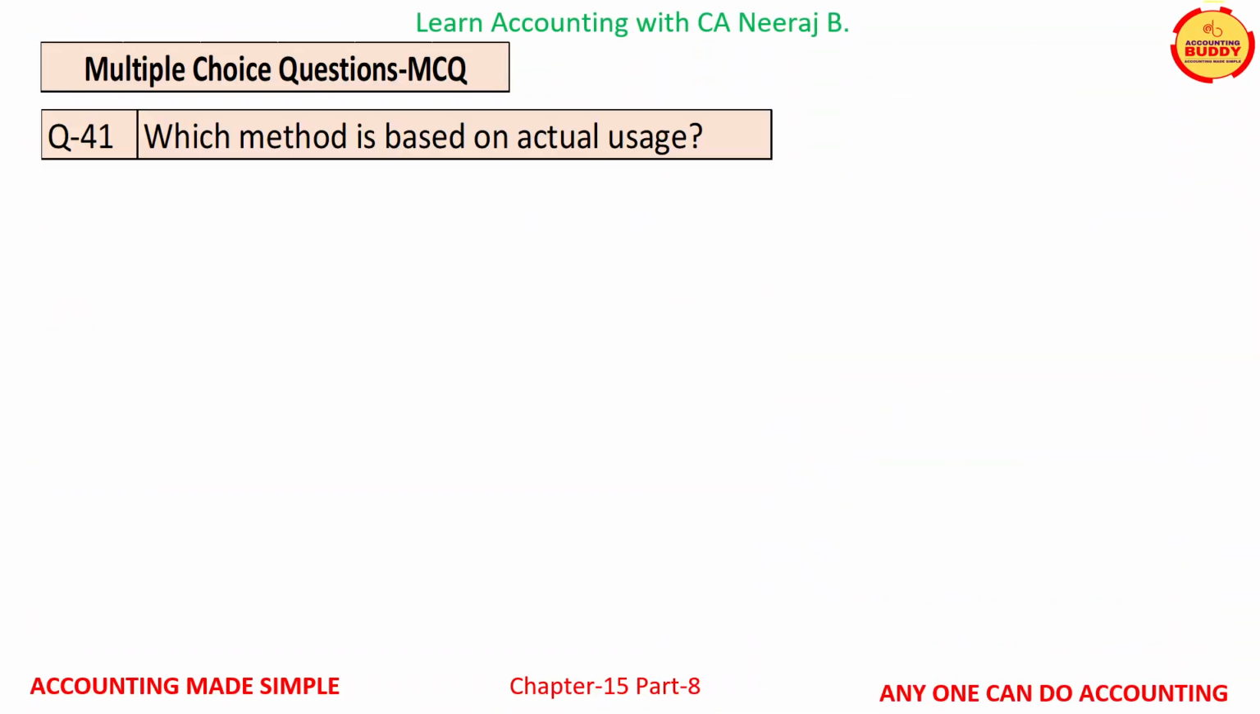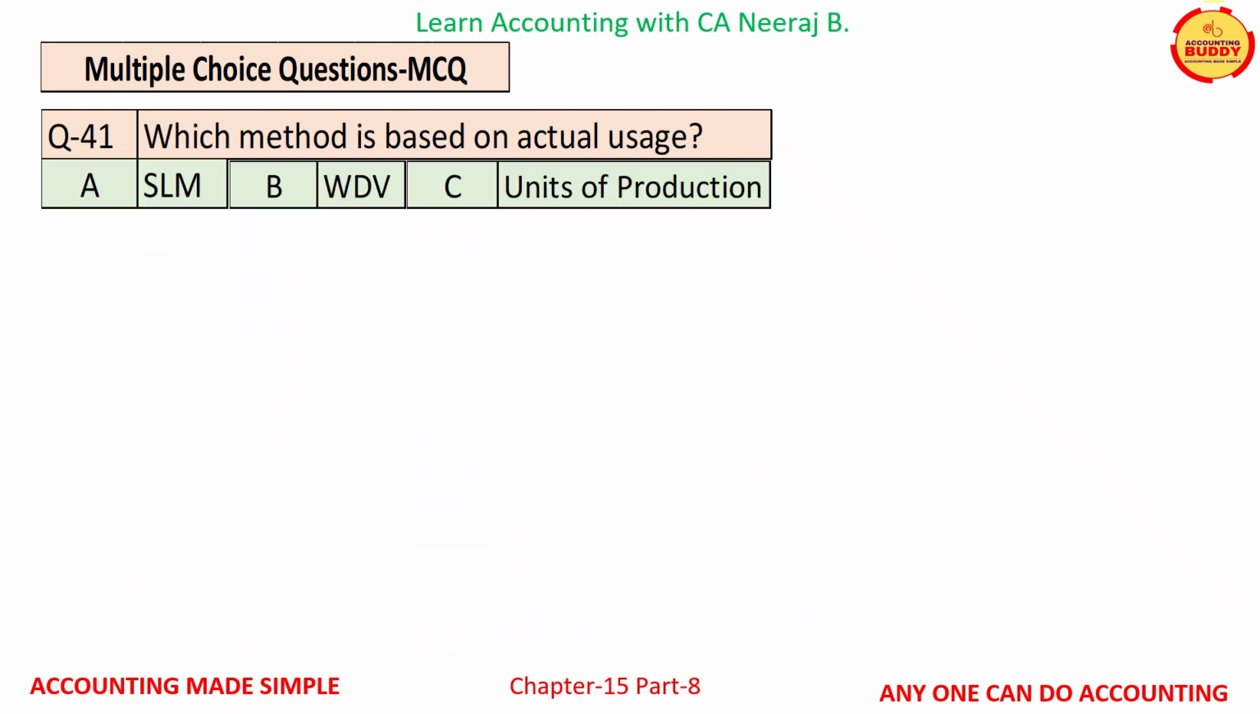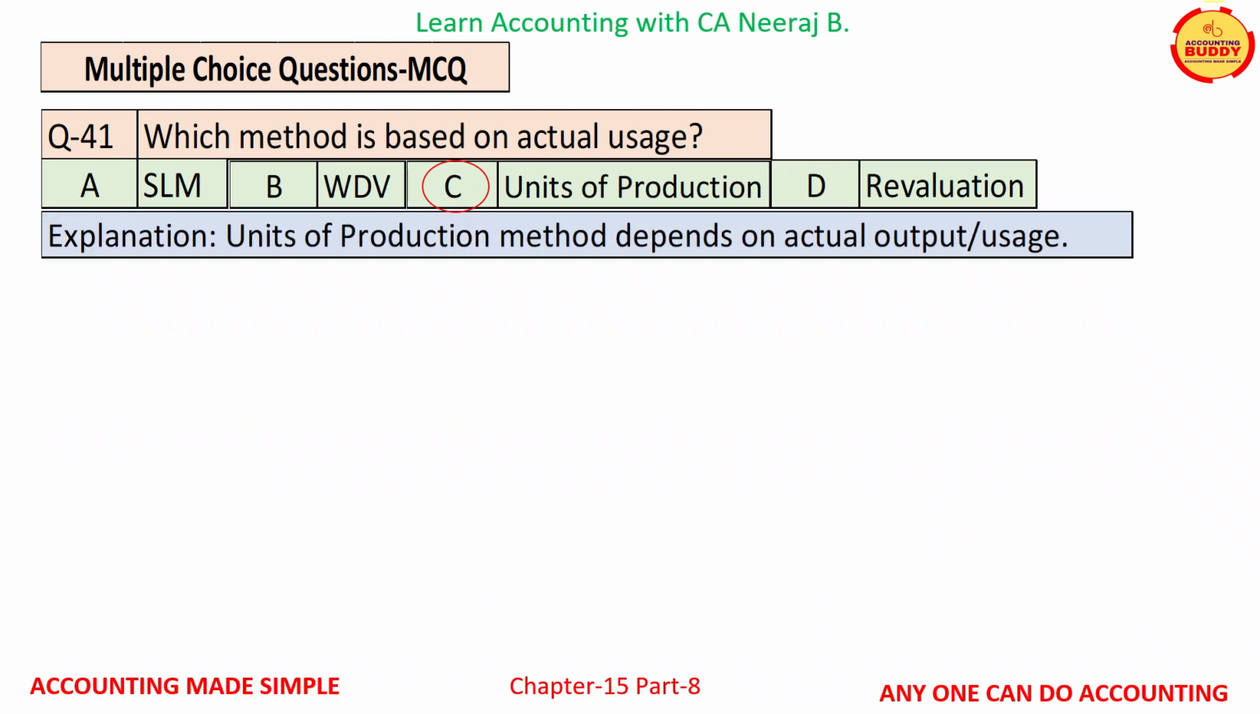Question 41 is, which method is based on actual usage? And the available options are option A SLM, option B WDV, option C units of production and option D revaluation. And the correct answer is option C units of production. Units of production method depends on the actual output or usage.